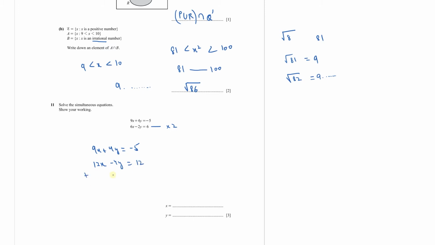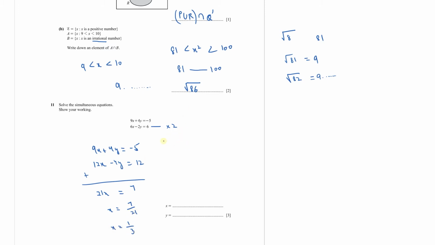And then if I add them together, I will get 12 plus 9 is 21x. 4y cancel out. Then I get 12 minus 5 is 7. So x equals 7 over 21. So x equals 1 over 3.